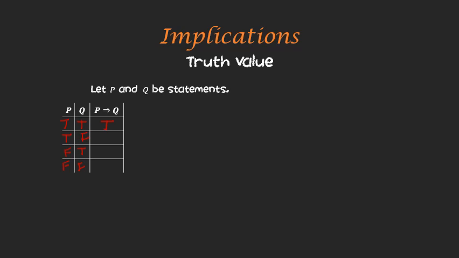In this next row, the hypothesis is satisfied. P is true, but the conclusion does not follow. And so the implication would be false here. It's not true that P implies Q there.